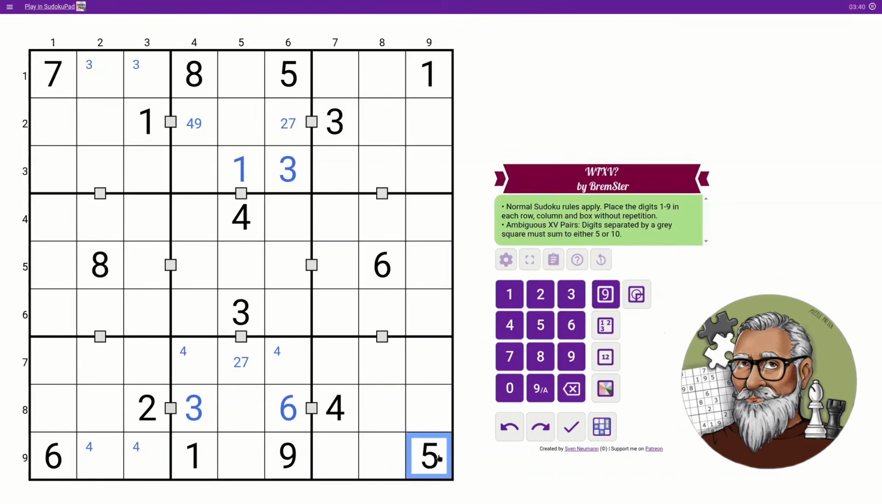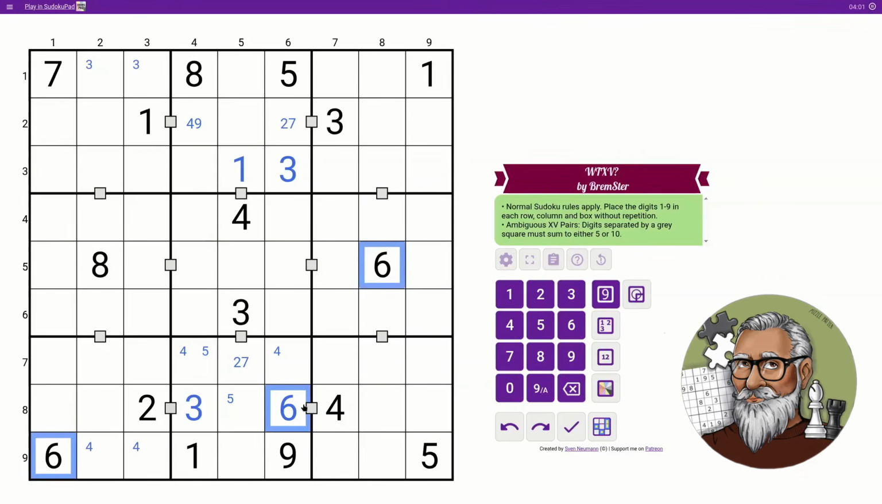5? Where is 5 in box 8? Well, it's not in any of these, because of these 5s and the others are filled. So it's one of those two. Any other interesting places for 5? It doesn't look like it.